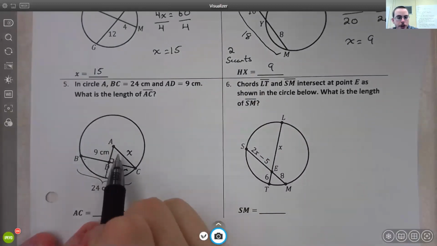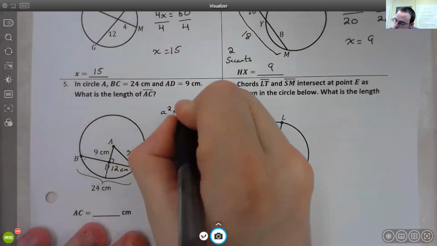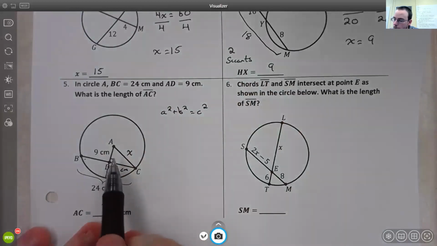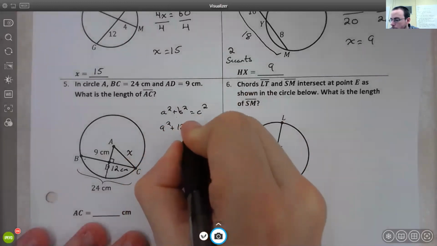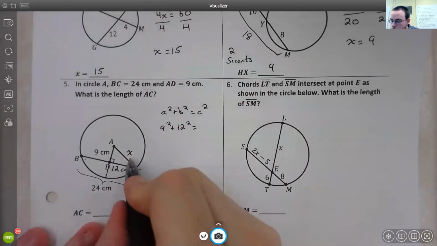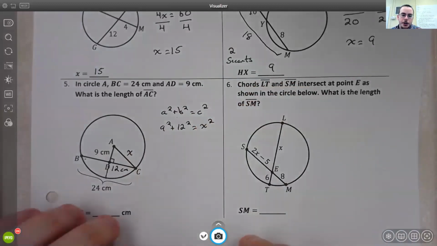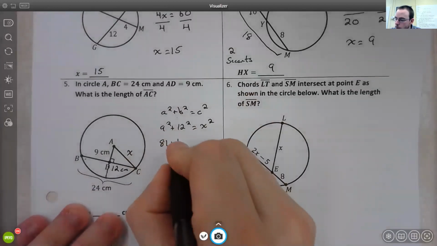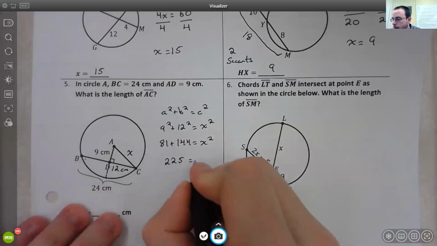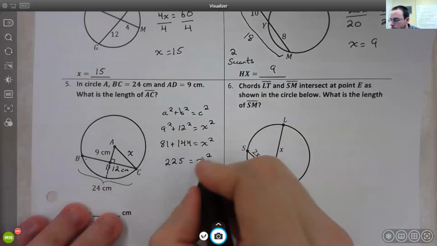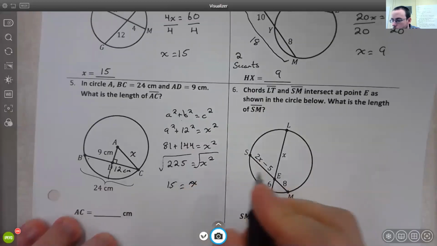Okay. So now to determine AC, we have to use our Pythagorean theorem. So a squared plus b squared is equal to c squared. A and b are our legs, which in this case are 9 and 12. So 9 squared plus 12 squared equals the hypotenuse squared, which is AC, which is what we're trying to find. 9 squared is 81. 12 squared is 144. 81 plus 144 is 225, which is equal to x squared. Square root both sides, and you get that 15 is equal to x.